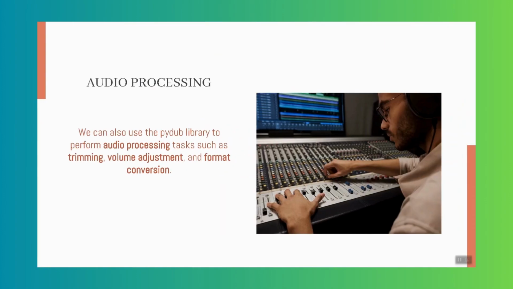We can also use the PyDub library to perform audio processing tasks such as trimming, volume adjustments, and format conversions. We'll be using this PyDub library in later sections of the coding. In this video, I'll be using the moviepy library only to convert the file into audio. So let's jump into our code.